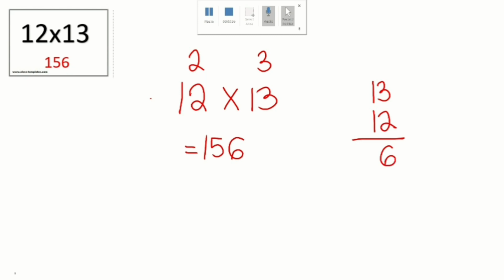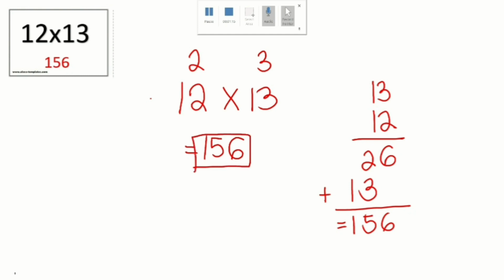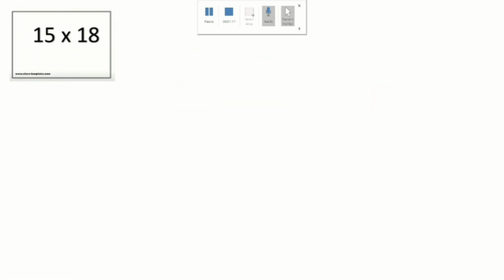Okay, if we're going to check this using long multiplication or vertical multiplication, that's 13 times 12. 2 times 3 is 6. 2 times 1 is 2. 1 times 3 is 3. And 1 times 1 is 1. Then we add. So we have 1, 5, and 6. So do we have the same answer? Okay, that is correct. Using base 10.